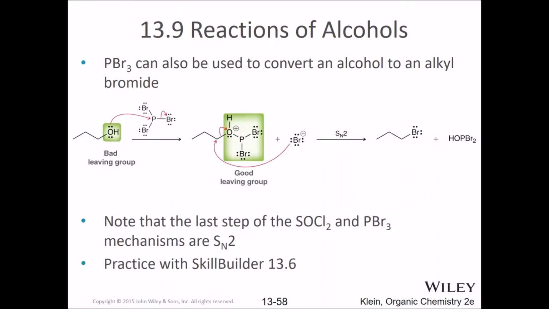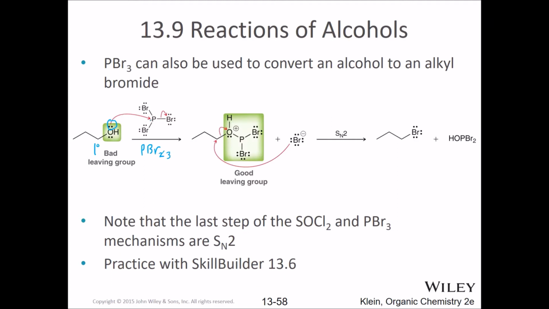All right, so let's look at another one. Another one is where we've got still a primary alcohol, right? Now we come in here, we're making a good leaving group again, right? The hydroxyl electrons come and attack that phosphorus. This is phosphorus tribromide, right? Oops, not di. Phosphorus tribromide.